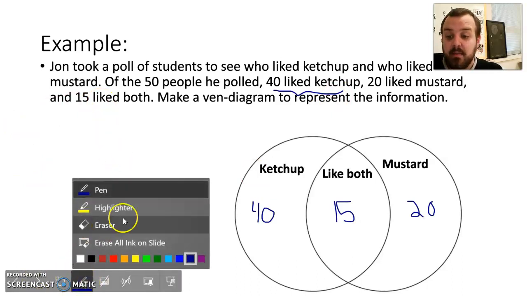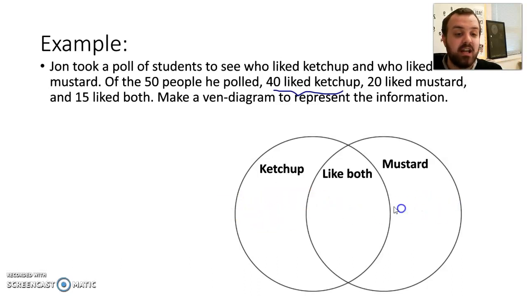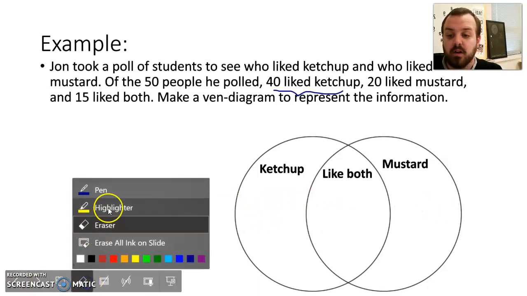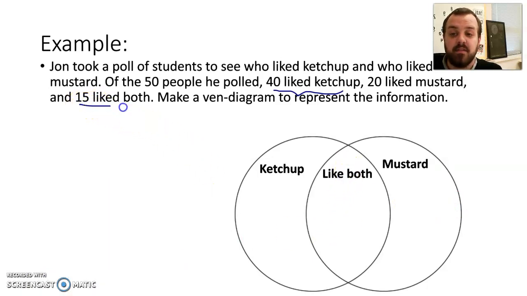So here's what I'm actually going to do. When I go to fill in a Venn diagram, I always start by filling in the both column first, okay? So we're going to start by filling in the both because it's the number I see right here. 15 like both, 15 is going to go in this spot right here.